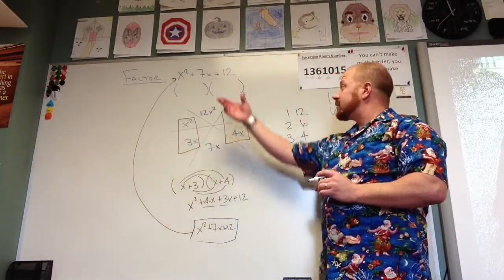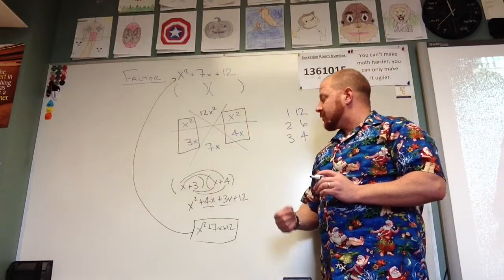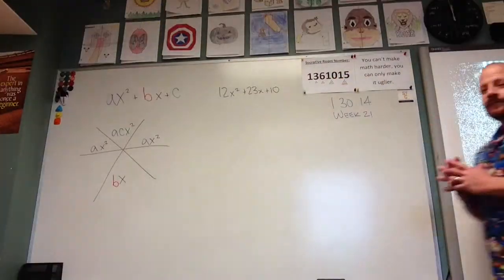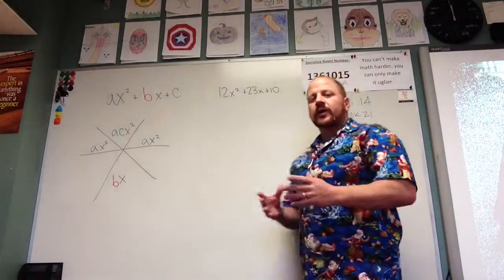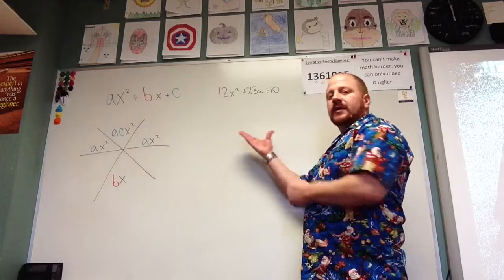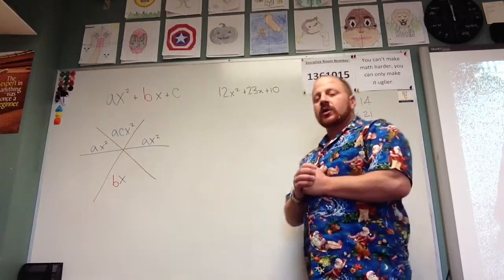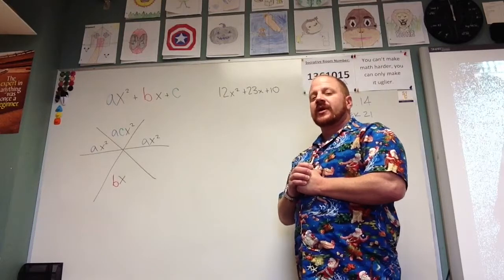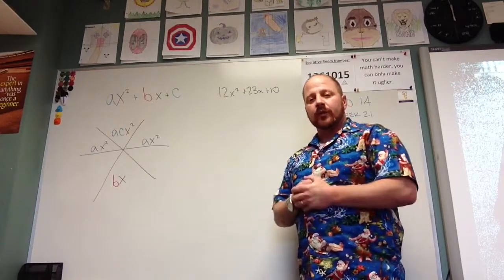Therefore, the factor form of x squared plus 7x plus 12 is x plus 3 times x plus 4. Okay, so in this example, we're going to step up to a value of a that's not 1. In this case, it's 12. So we're looking at 12x squared plus 23x plus 10. And again, we're trying to factor that into two linear binomials.